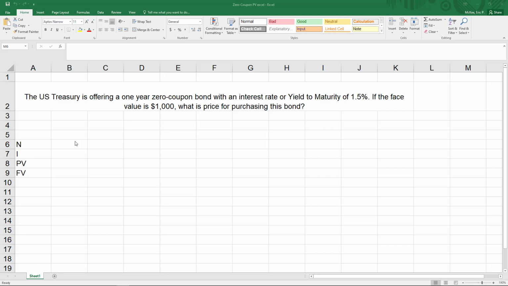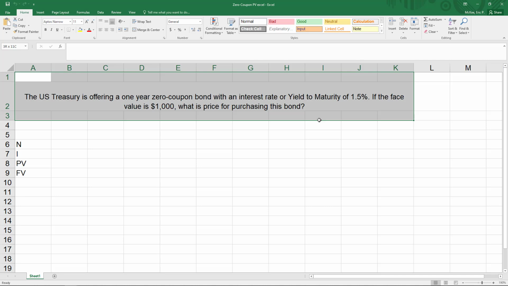In this video, we will learn how to use the PV function in Excel to find the price for a zero coupon bond. In any intro finance class, you will have a unit on bonds, and we professors will always have questions where we give you a zero coupon bond and ask you to find the price, the interest rate. If you want to ace those questions, this video is for you.